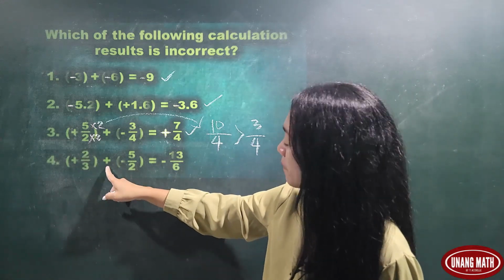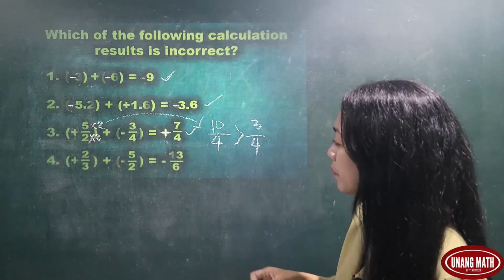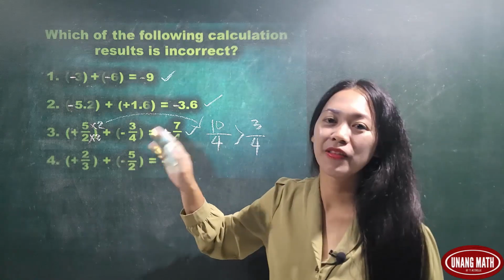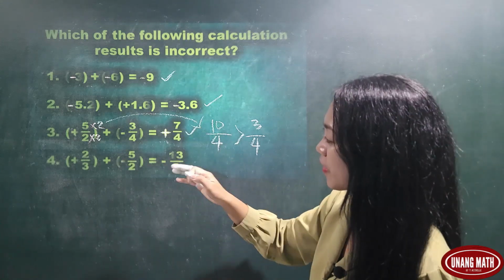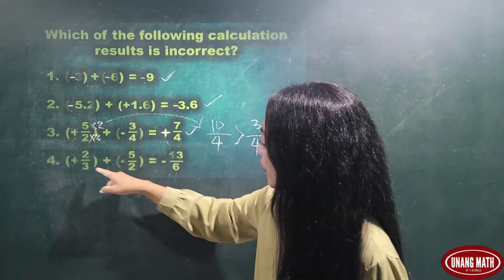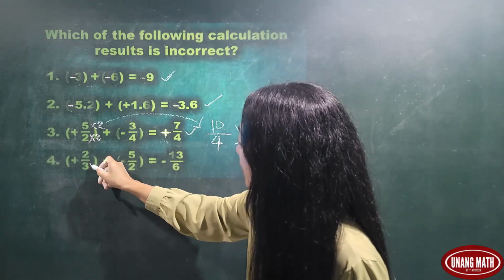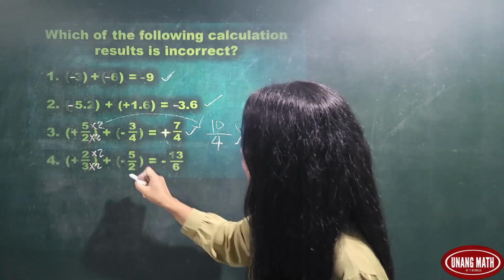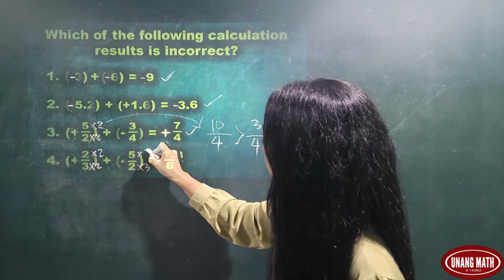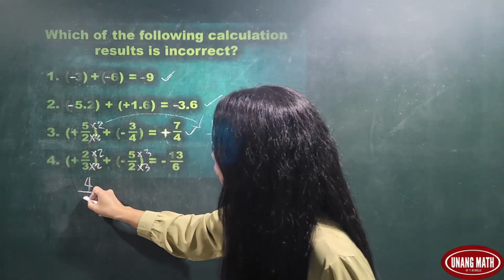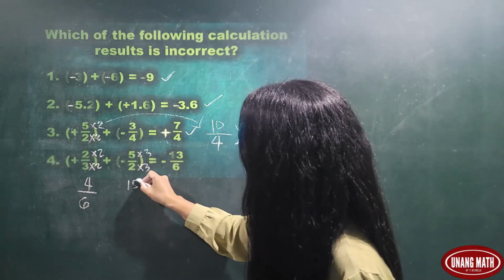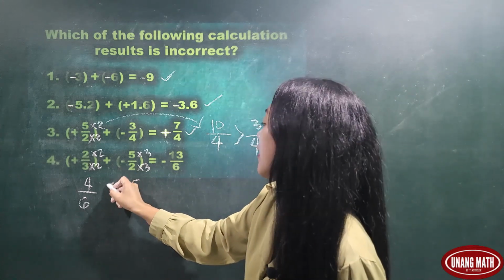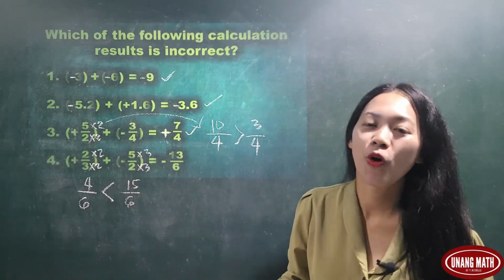Positive 2 over 3 plus negative 5 over 2. Okay, different signs. For the final answer, we need to follow the sign of the larger number or the larger fraction. But they have different denominators. Let's make the denominators the same. This is 3 times 2, and this is 2 times 3. So this is 4 over 6, and this is 15 over 6. It means 4 over 6 is less than 15 over 6.